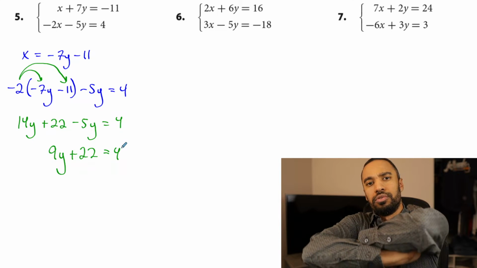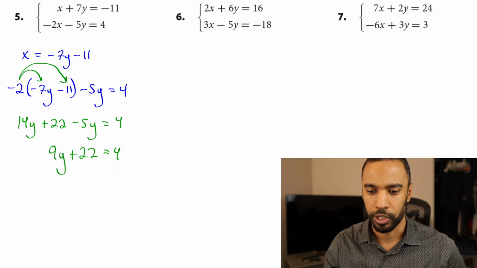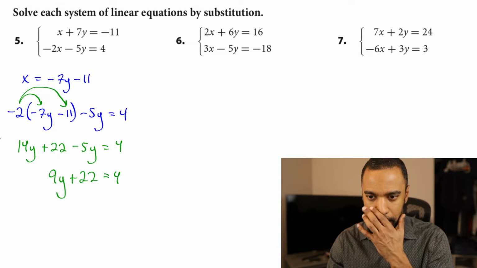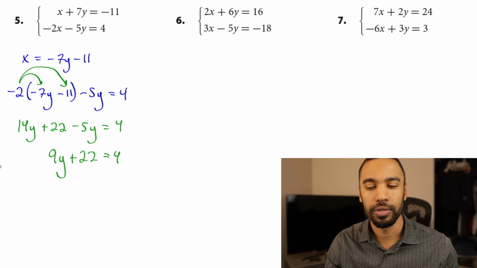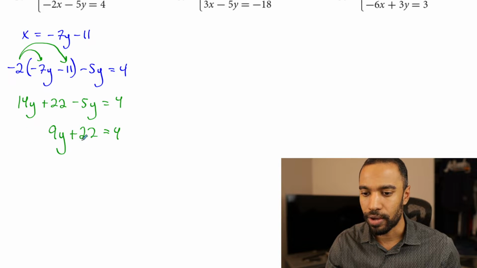So much for all those negatives. This virtual classroom can withstand all those negatives right there. All right, let's go and solve for y. Oh, here comes a negative. Let's go ahead and solve for y.